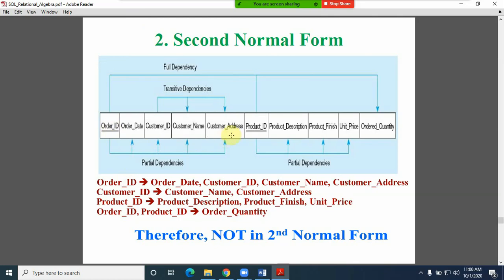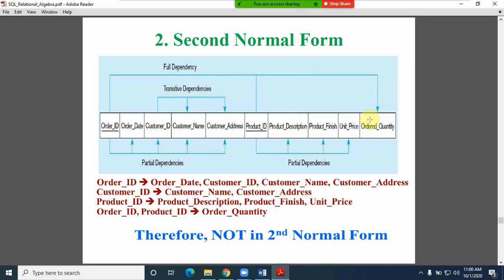So just the first table, this table I am taking, order ID, and this column I am taking. Related to this particular column, we are having order date, customer ID, customer name, customer address. These are all the partial dependencies. Without referring to the product ID, we are directly getting the information by just referring to the order ID. If you are having order ID, then we can say the date of the order, customer ID, customer name and customer address. Similarly, if you refer to this product ID attribute, we are having product description, product finish and unit price.